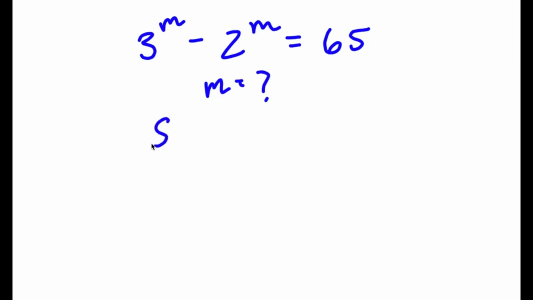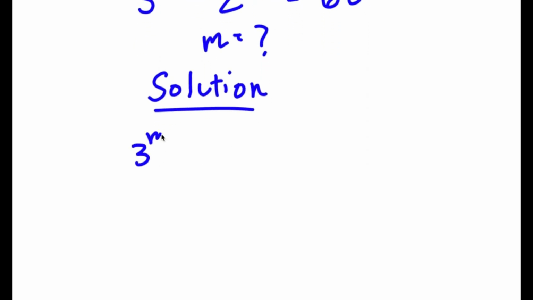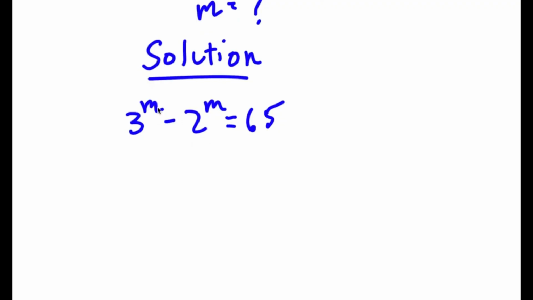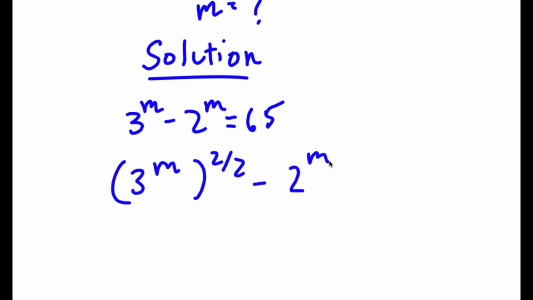So now for our solution here, we're going to start with our equation, 3 to the power of m minus 2 to the power of m is equal to 65. And now 3 to the power of m, this is the same thing as 3 to the power of m to the power of 2 over 2, minus now 2 to the power of m, this is the same thing as 2 to the power of m to the power of 2 over 2.